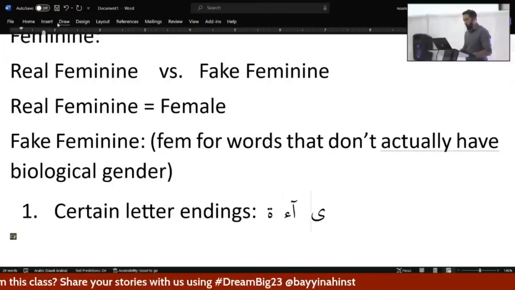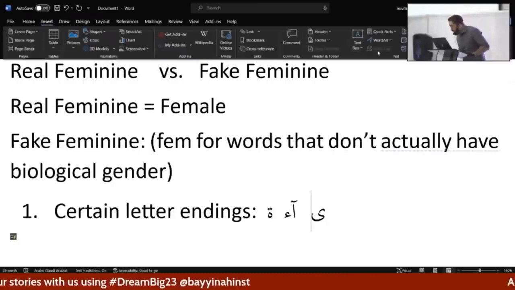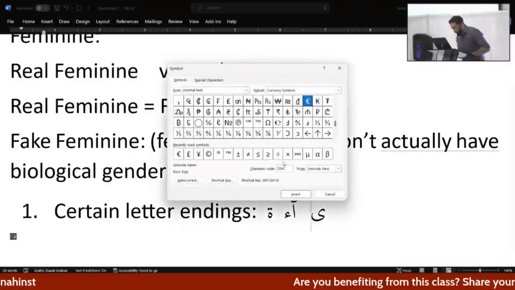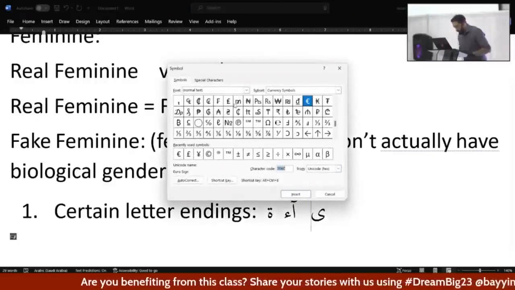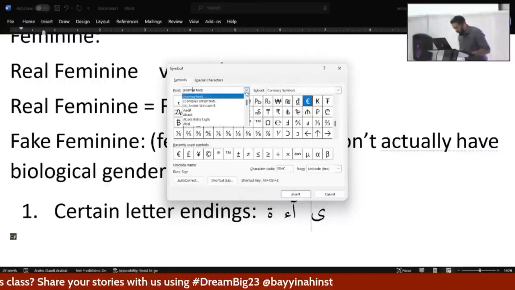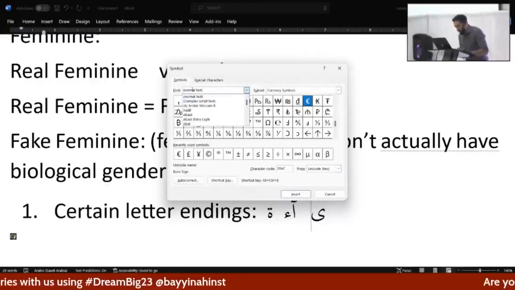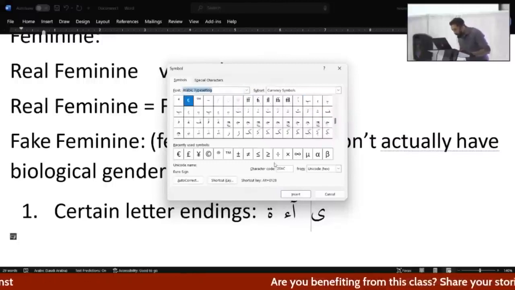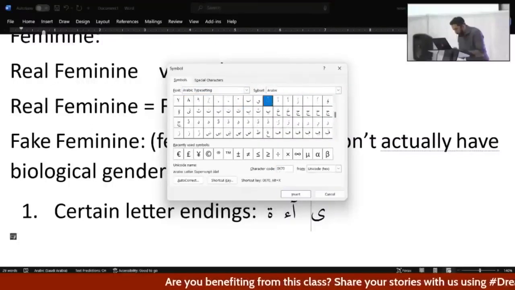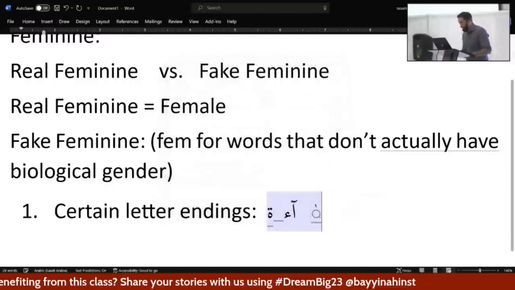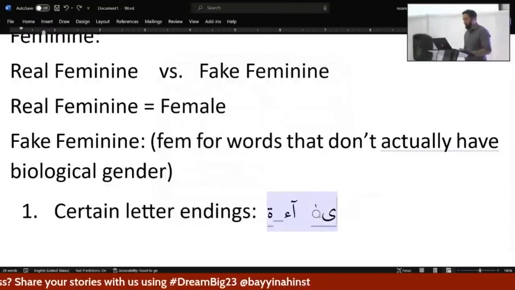Didn't happen. Okay, let me see. Symbol. There we go. Let me find it for you, then I'm committed. Oh, and now it went to the wrong letter. Anyway, I tried.